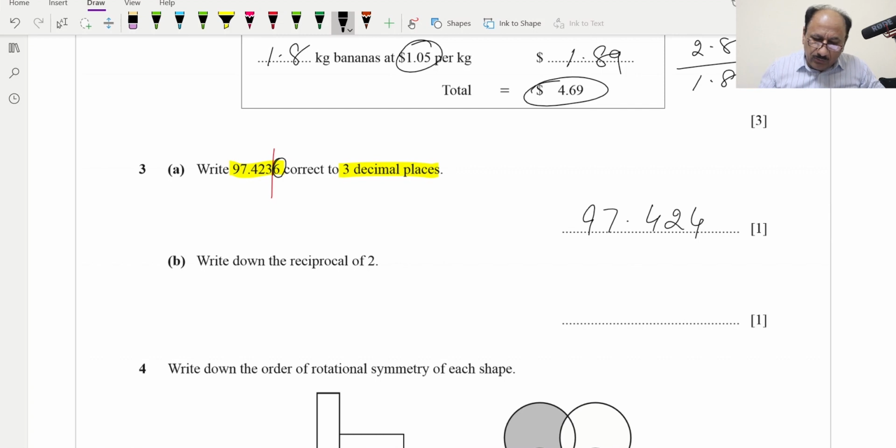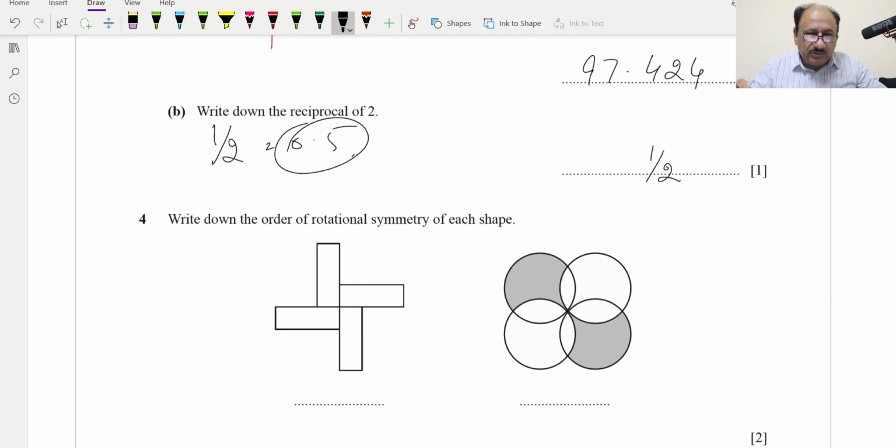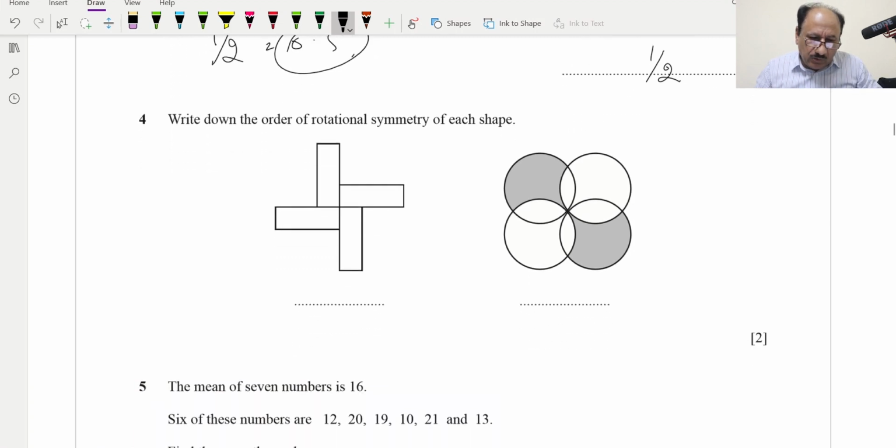Then B part, write down the reciprocal of 2. So reciprocal of 2 will be what? This will be 1 by 2. So we will write here 1 by 2, or we can write 0.5. So one of these answers we can mention. And the next thing is question number 4.